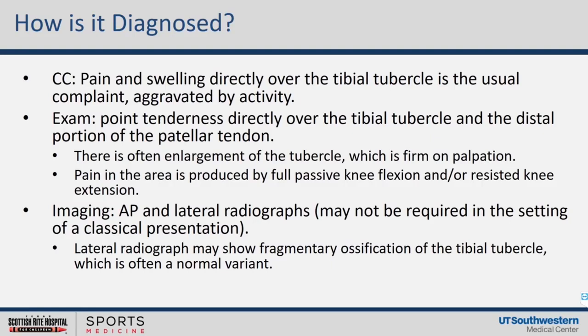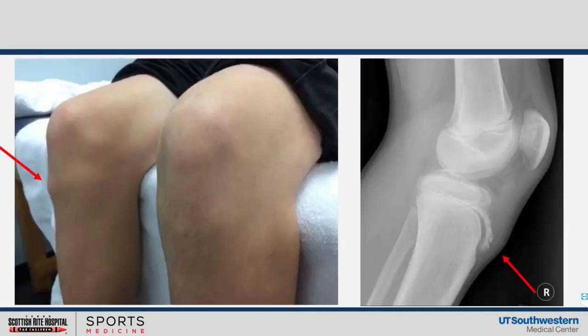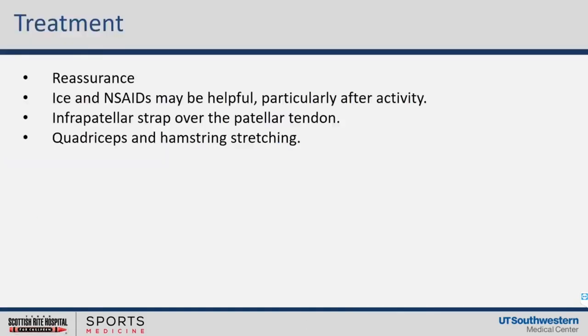Imaging is not necessary in routine cases, but if you want to get x-rays, an AP and lateral film may sometimes be helpful to exclude other pathology. On the lateral radiograph, you may see some fragmentary ossification. You can see here, where the red arrow on the right is, the soft tissue swelling overlying, as well as some of the fragmentary ossification. And then a typical presentation, when you walk into the exam room to evaluate a patient, is that classic bump there.